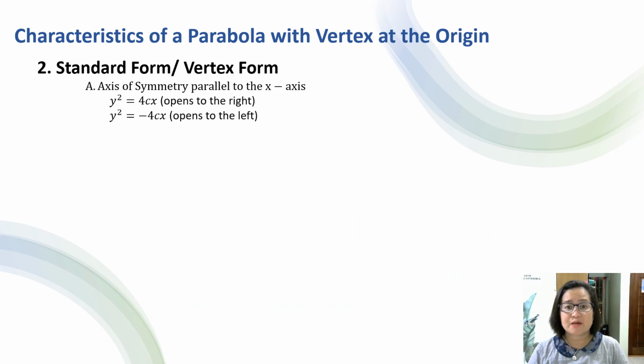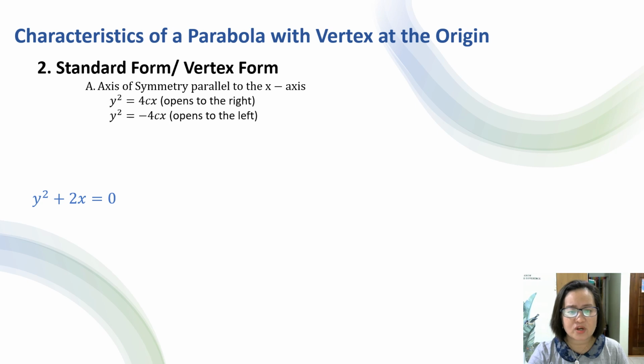In the previous examples, we noticed that writing the given equation in standard form or vertex form will lead us to determining the pertinent details of a parabola. By determining the value of c, we would be able to determine the coordinates of the focus, the equation of the directrix, and so on. So in this case, let us transform the given equation to this format: y squared equals 4cx or y squared equals negative 4cx.